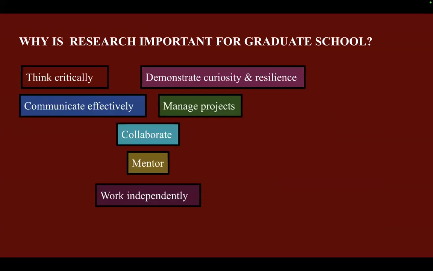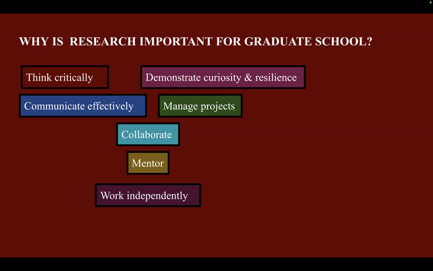It teaches you how to think critically: how to evaluate information, identify gaps in knowledge, approach problems, and move beyond memorizing information. It also teaches you to demonstrate resilience and curiosity, asking questions and identifying a problem, and resilience because experiments fail and analyses do not always work. So doing research often requires revising your approach, which takes time.